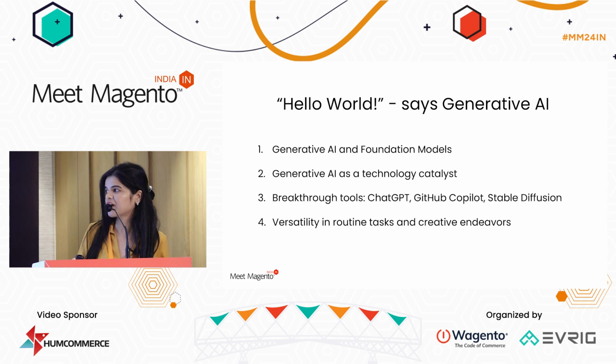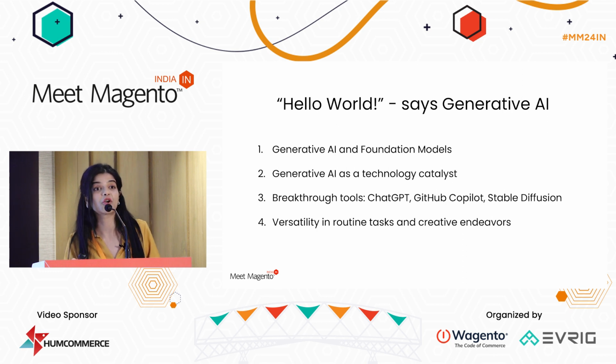So, just quickly glancing through, some of the important generative AI tools are ChatGPT, GitHub Copilot and Stable Diffusion. And they are essentially used for automating routine tasks, which are a bit monotonous and maybe don't require that much human thinking.